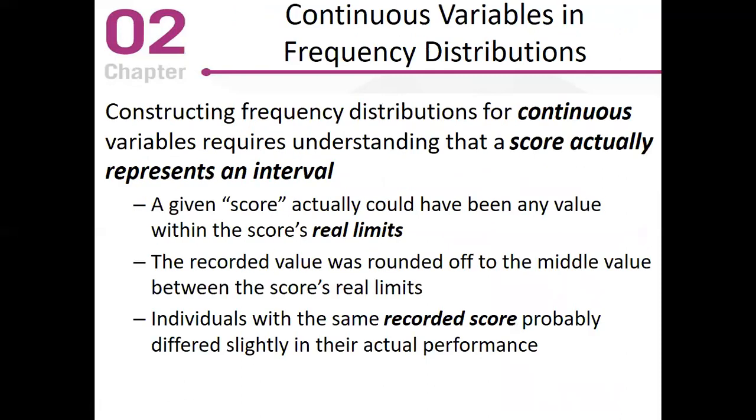Now, when we are constructing frequency distributions for continuous numerical variables, we need to remember real limits. This has been introduced previously, but remember, if somebody scores a 90, that includes scores of 89.5 all the way up to scores that fall below 90.5. So there's some rounding there. And individuals with the same recorded score, if we say they got a 90, there still might be some slight variation in their performance. Somebody with a 90 could have had an 89.8, or they could have had a 90.2, and they were both rounded to the 90 mark.